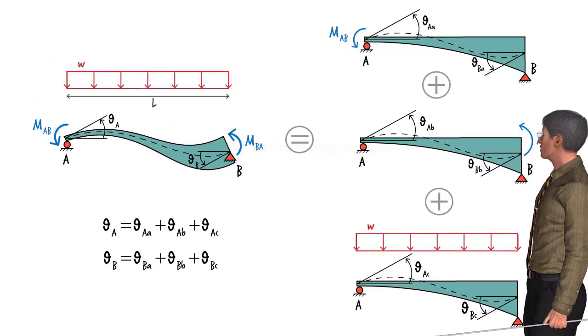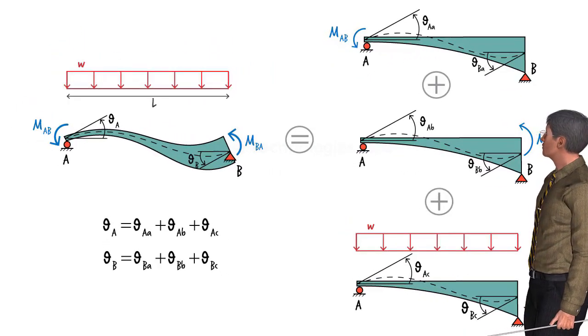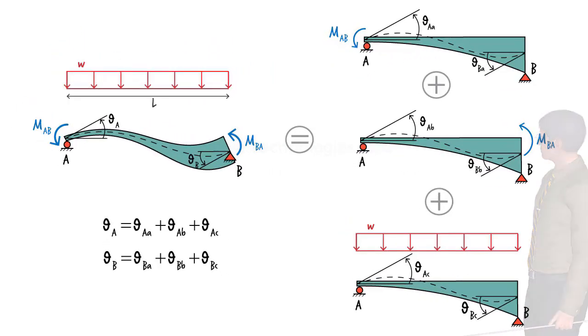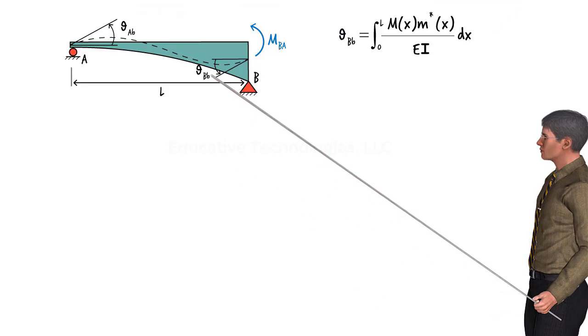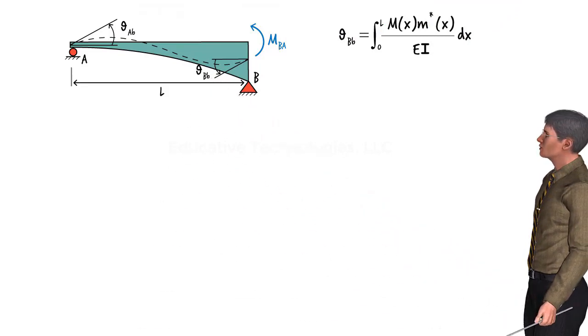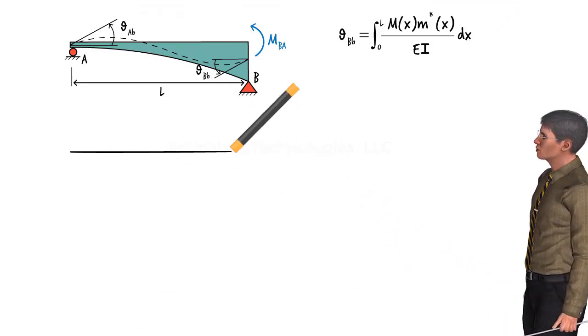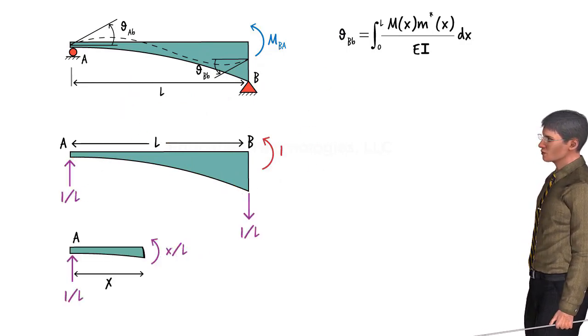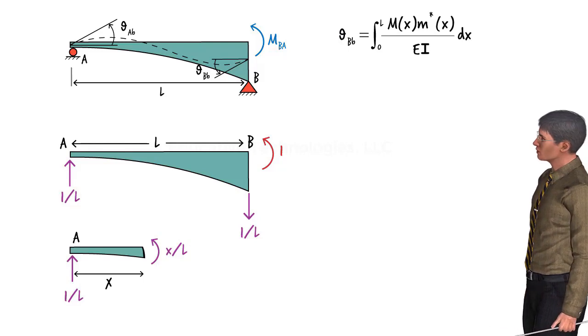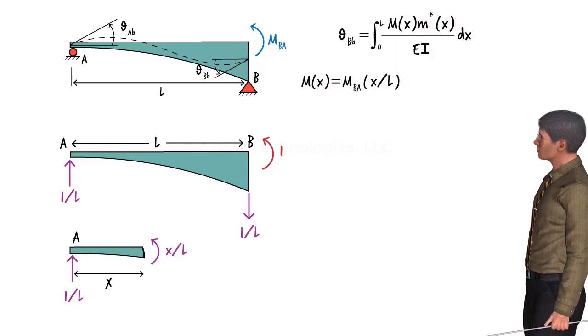Now, let's calculate the end rotations of the beam due to MBA. Here is a general virtual work method equation for calculating theta BB. To determine mx, we place a unit moment in the direction of MBA at B and write the moment equation for the beam. So, mx can be written as MBA times x over L.